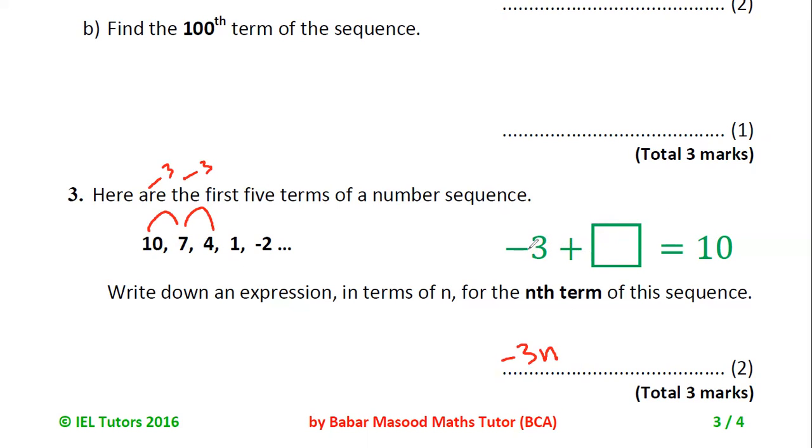So what should I add in -3? Again, if this was 0, I would add 10. So at the moment, we are 3 steps further back from 0. So that's why I'm going to add 10 plus 3, 13. So I'm going to write -3n plus 13. That will be the nth term.